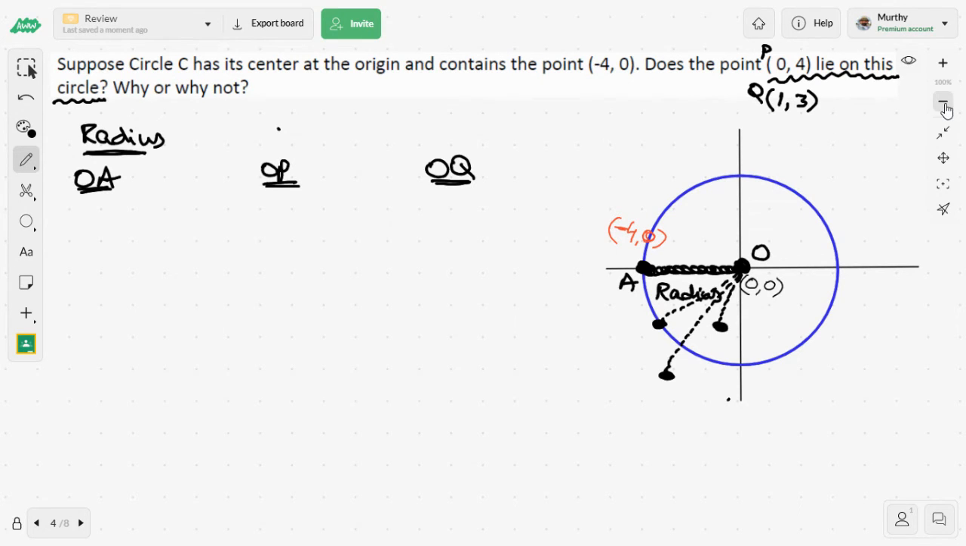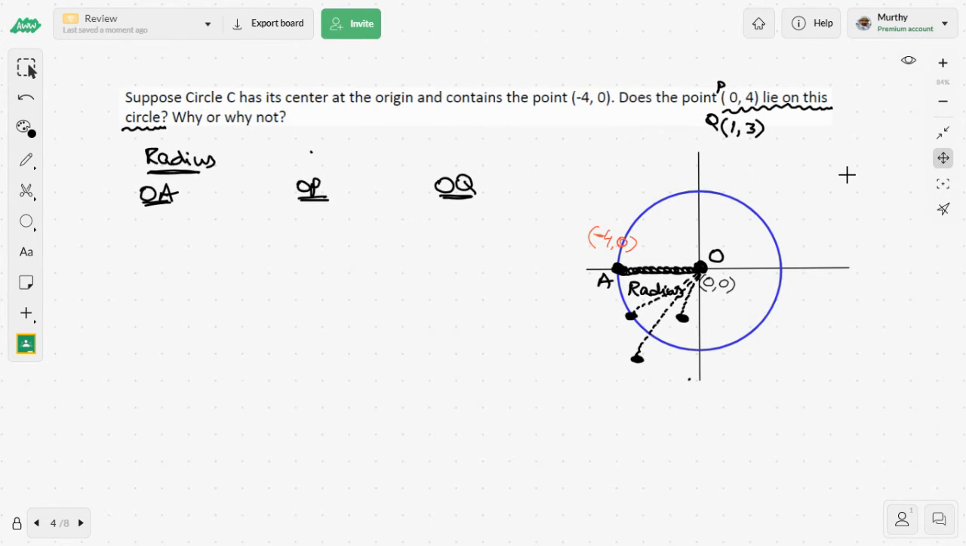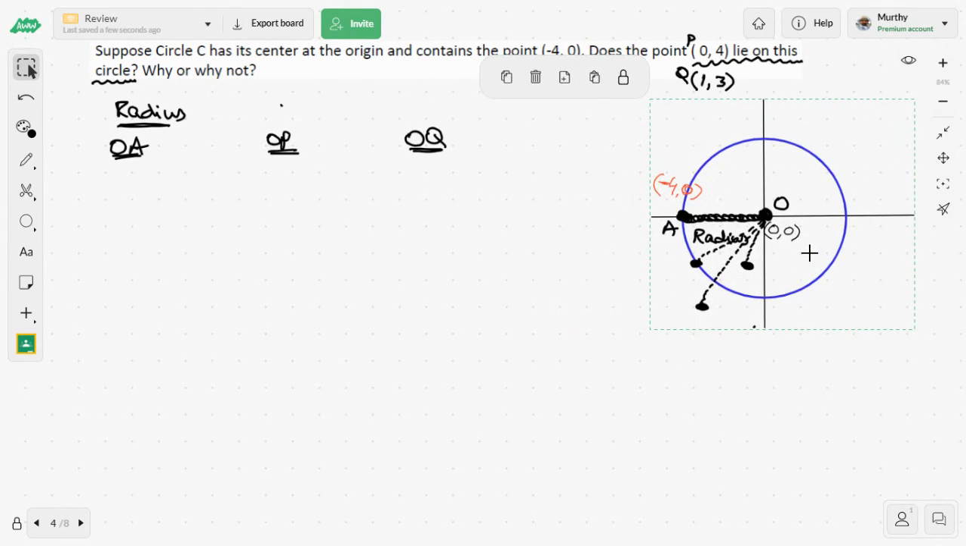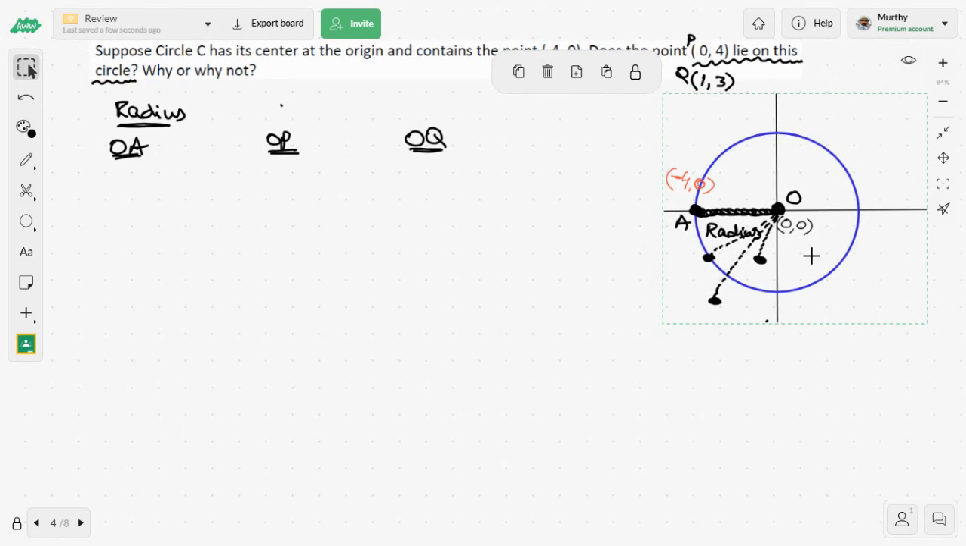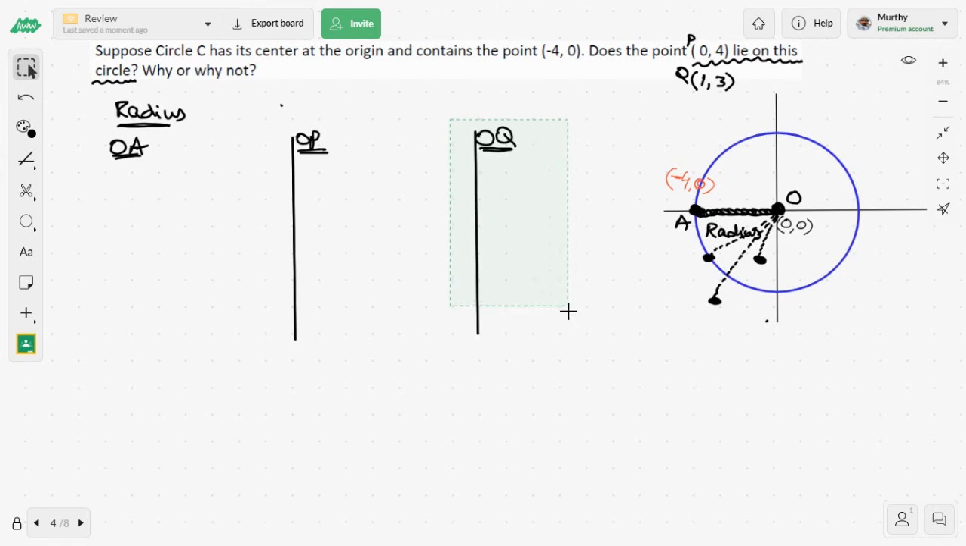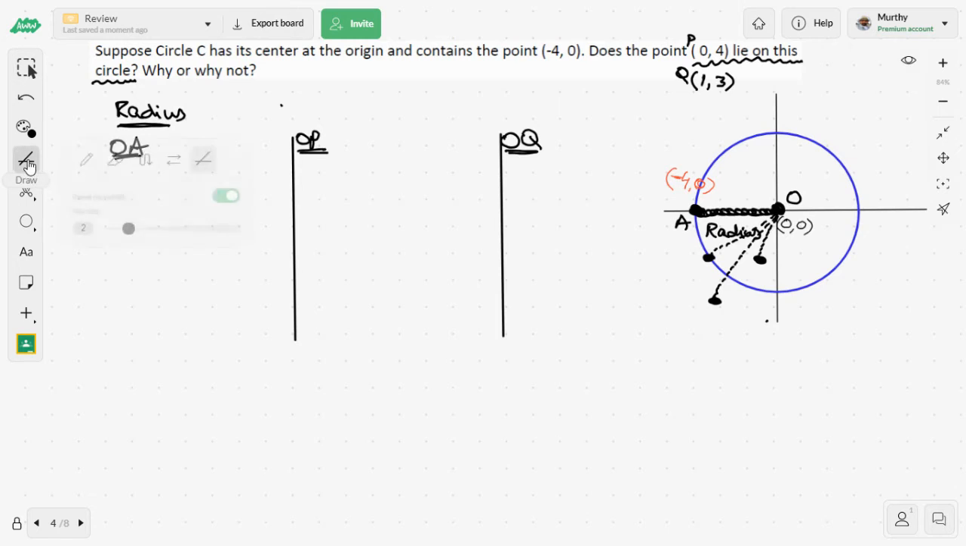Okay, let me zoom out so that I'll have more space. Let me move this a little to the right side so that I'll have more space for working, and these things a little to this side. Let me draw some lines so that they may not overlap each other. Right, so let me compute all these three parts.